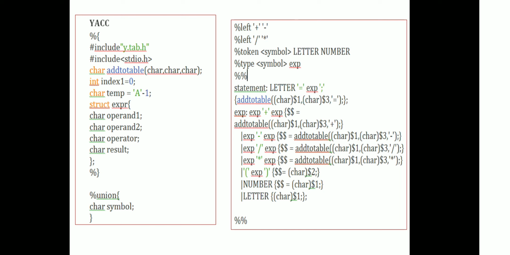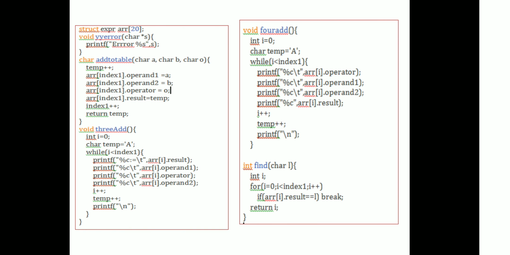The left side expression is written like $$, that is the result. So add table $1, that is expression, plus, char $3, that is again expression, will be passed into the add table. Whenever this add to table is called, it jumps to its definition. So here is the definition of add to table.